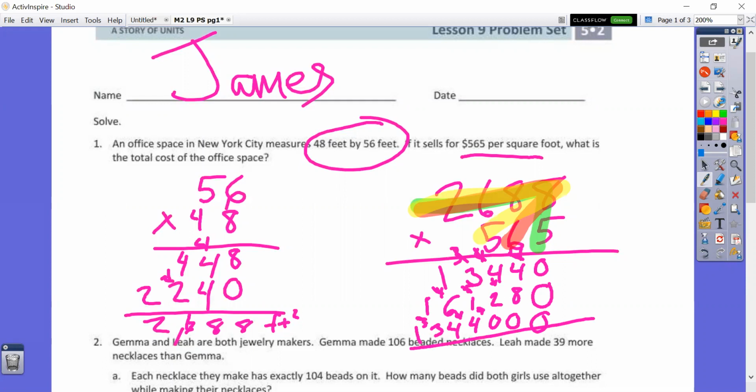Now we can stack and add these. And this is why I said make sure you give yourself enough room. 6, 7, 8, 7, 11. Should be 1,518,720.